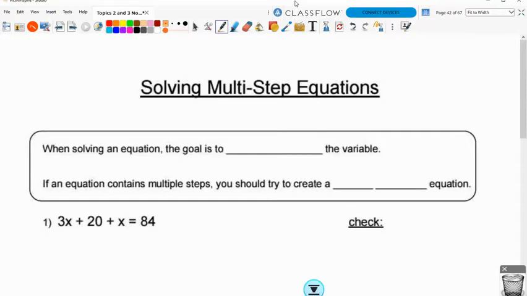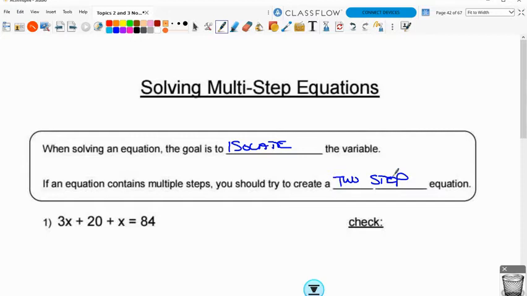In our lesson today, we're going to start to solve equations that require more than two steps, which we call multi-step equations. In the box at the top, it's important to remember that when solving an equation, the goal is to isolate the variable. We always need to get the variable alone so that we can figure out its value. If an equation contains multiple steps, then you should try to create a two-step equation.